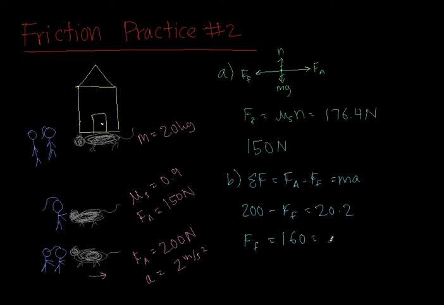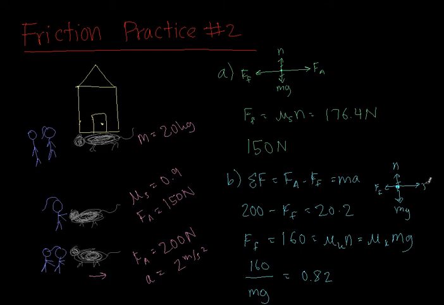Now this equals coefficient of kinetic friction times N, which equals coefficient of kinetic friction times mg, because as we saw before, N and mg cancel out. And here, 160 divided by mg gives us the coefficient of kinetic friction, and that will give us 0.82. Now if you want to see a force diagram, it would look like this. Normal force, mg, and they would cancel out. A small frictional force and a larger applied force.